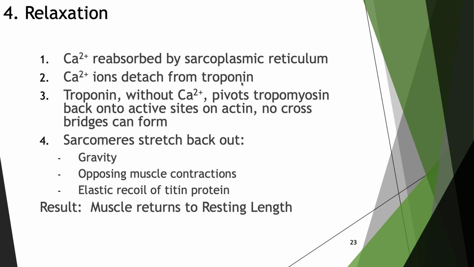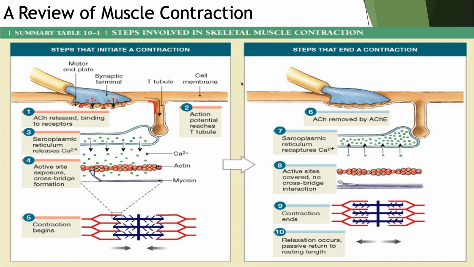Remember, calcium is reabsorbed by the sarcoplasmic reticulum. Calcium ions then detach from troponin. Troponin without calcium pivots back toward tropomyosin and back into the active sites on the actin so that no cross bridges can form and covers that active site. Sarcomeres will stretch back out due to 3 reasons: gravity, opposing muscle contractions, and the elastic recoil of the titin proteins that are inside those sarcomeres. And the result is the muscle returns to its resting length. This is just an overview, just a little review.